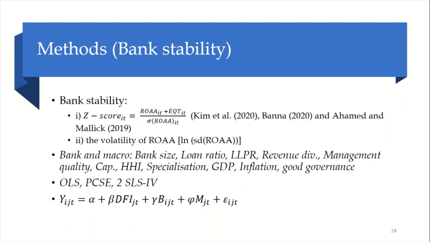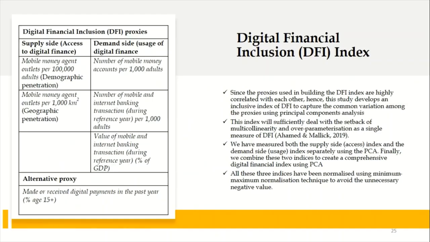Banking stability is measured using the Z-score, and we also took the volatility. We control for bank size, loan ratio, loan performance, loan loss ratio, revenue diversification, management quality, capitalization, concentration, specialization, GDP, inflation, and good governance. We use OLS and panel corrected standard errors for the robustness test, 2SLS, two-stage least squares instrumental variable, as well as GMM for endogeneity.